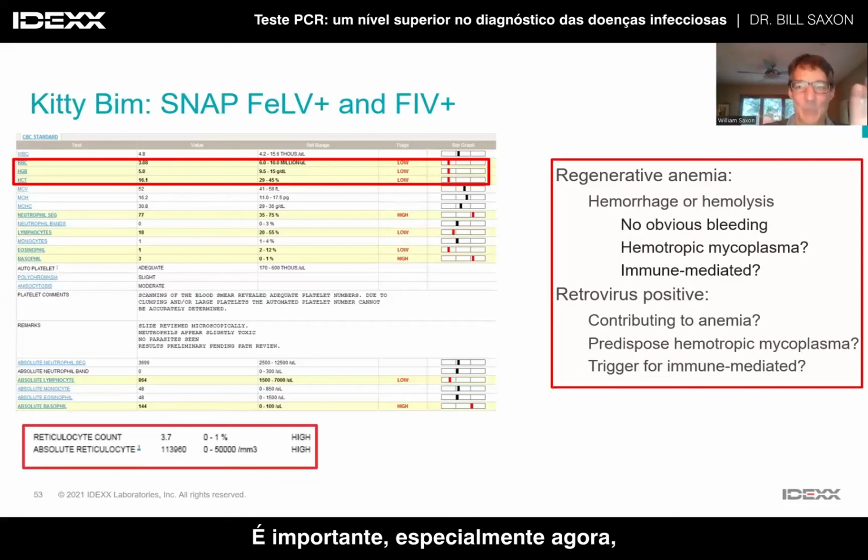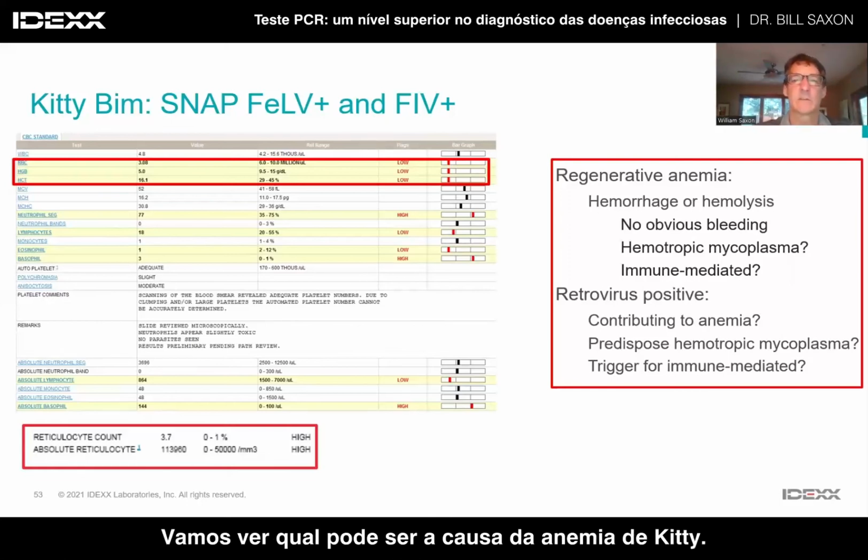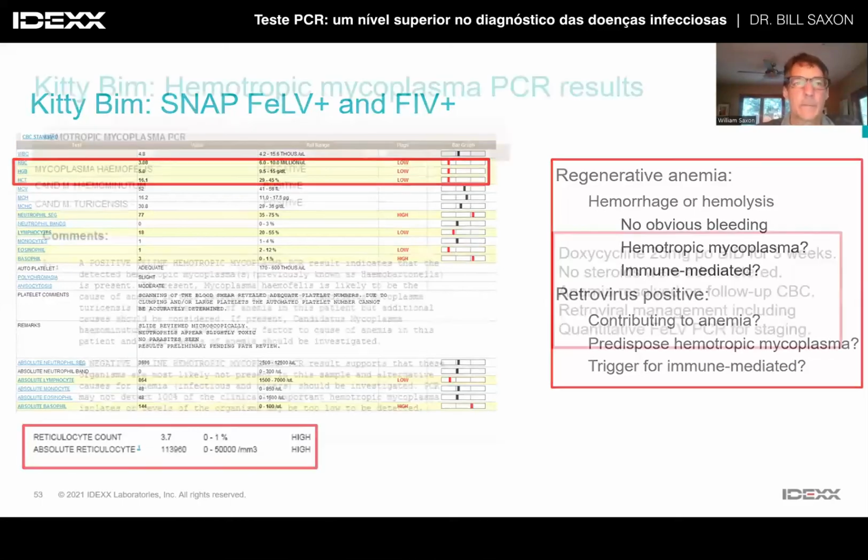So it's important, especially now that we know the lifespan can be normal. It's no longer a death sentence having these. It's important to try to define another treatable disease. And so let's look at what might be causing kitty's anemia.